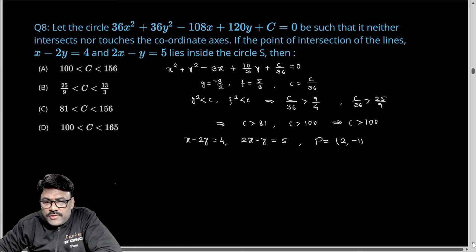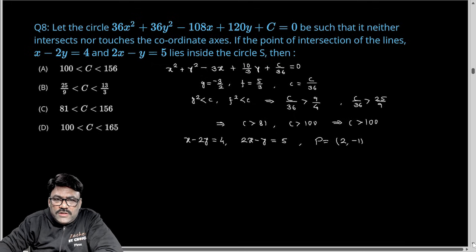So if I put this point in the circle, the value should be negative. Whether I put here or here, it should be negative. So if I put this point in the circle, I will get 36. I'm putting in the original form only here itself. So 36 into 4, 144.